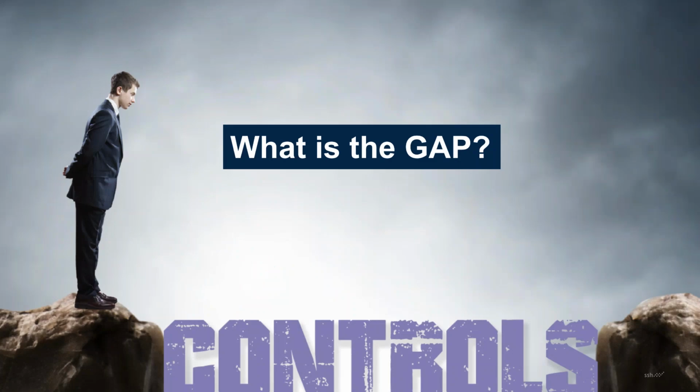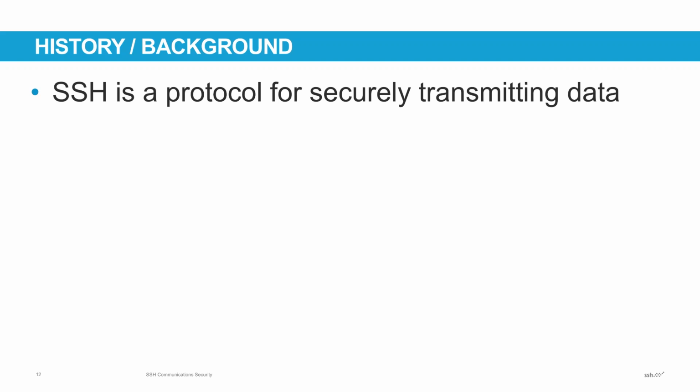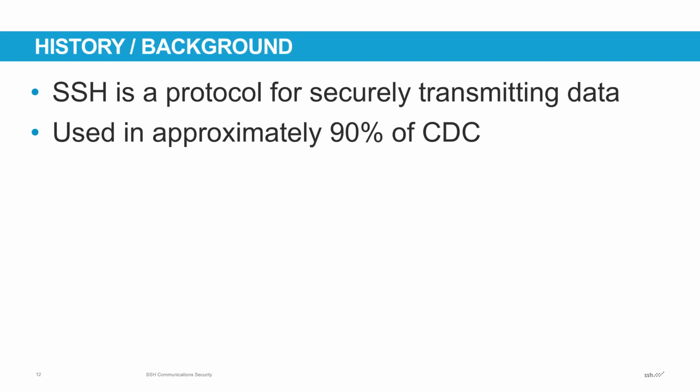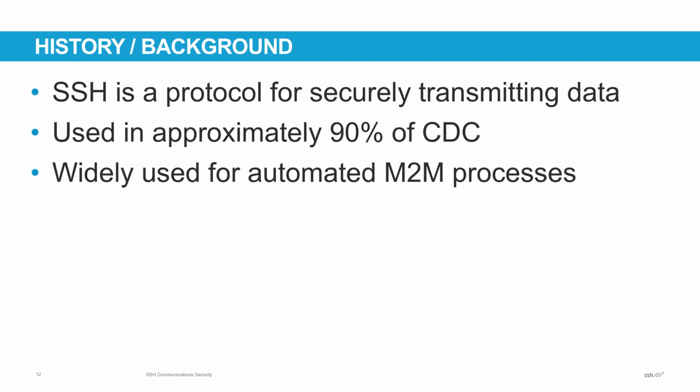So what is the gap that we're talking about today? Let me give you a little bit of background. SSH is a protocol for securely transmitting data. It was invented by Tatu Ylönen, who was a student at the University of Helsinki in Finland. He wanted a secure mechanism to transfer data or communicate from point A to point B. It was developed in the mid-90s. SSH protocol technology is used in approximately 90% of corporate data centers.